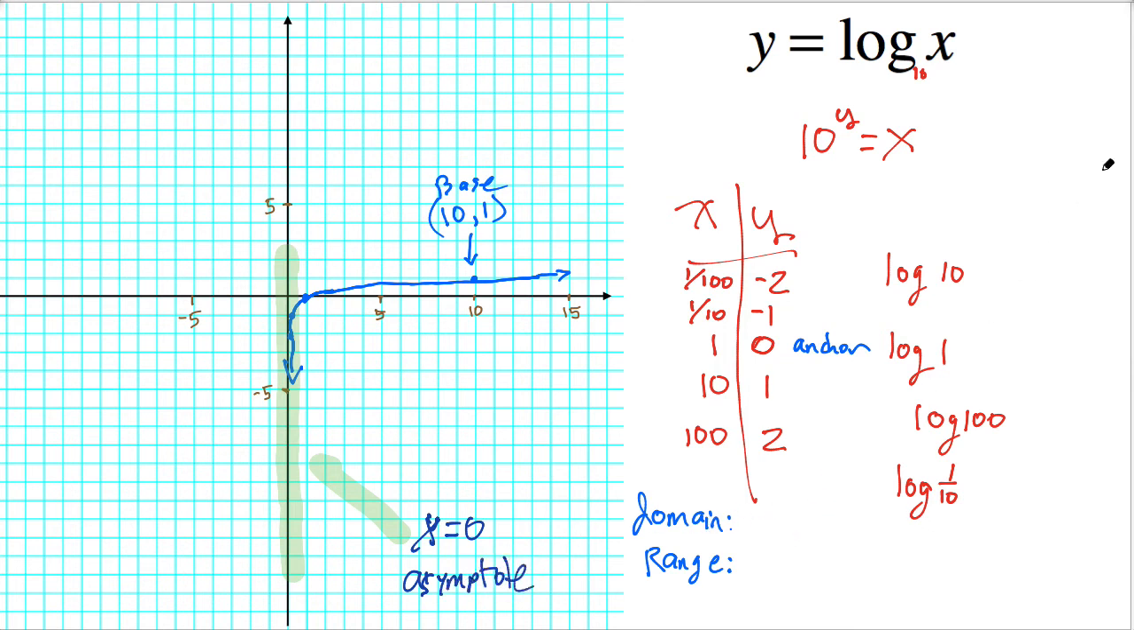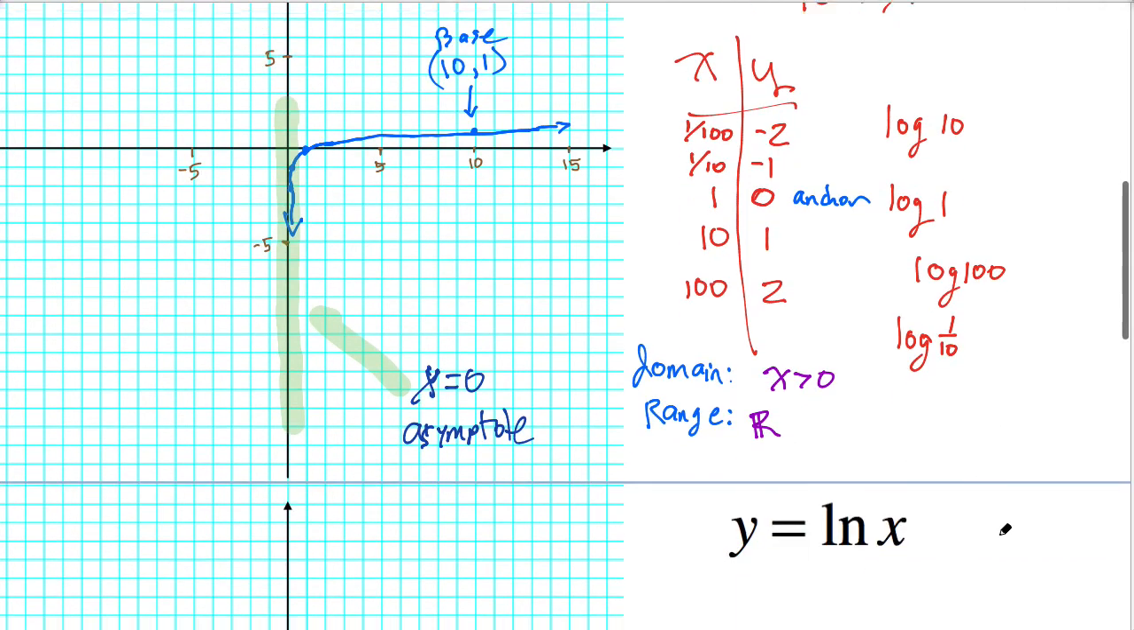So how about our domain and range? Our domain, well, we can't have all values of x. We're limited to only x greater than 0. And our range is all real numbers. You can have any value of y. Hope you see from this table, even though the x values get ridiculous, you could really put in any value, any negative value for y, any positive value, including 0.